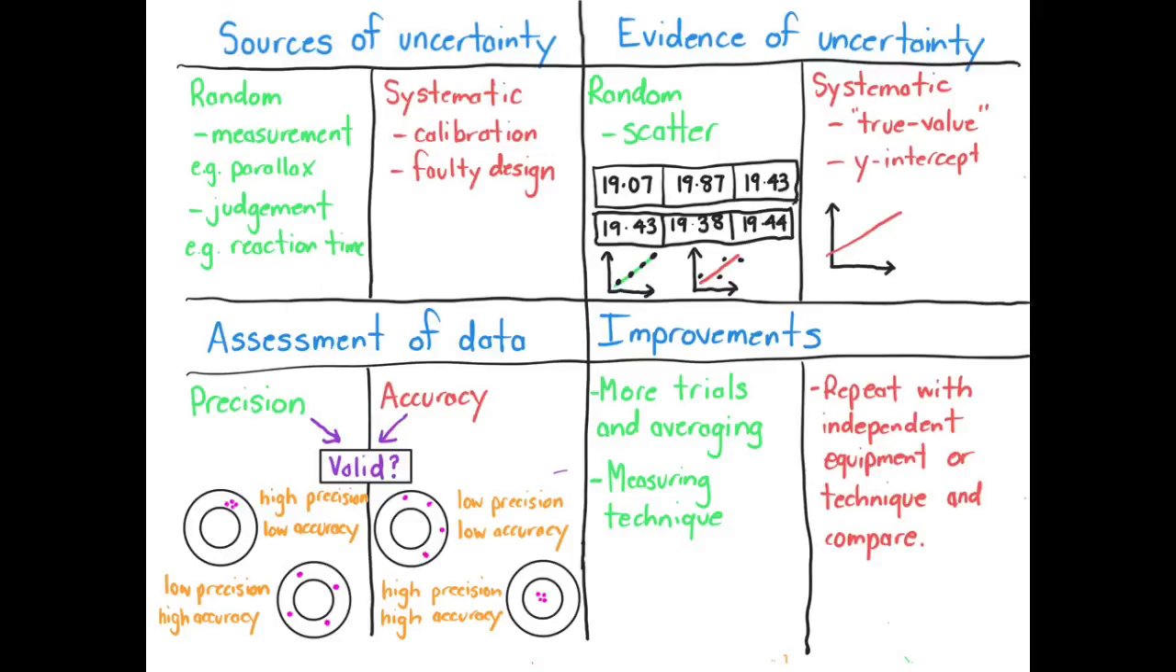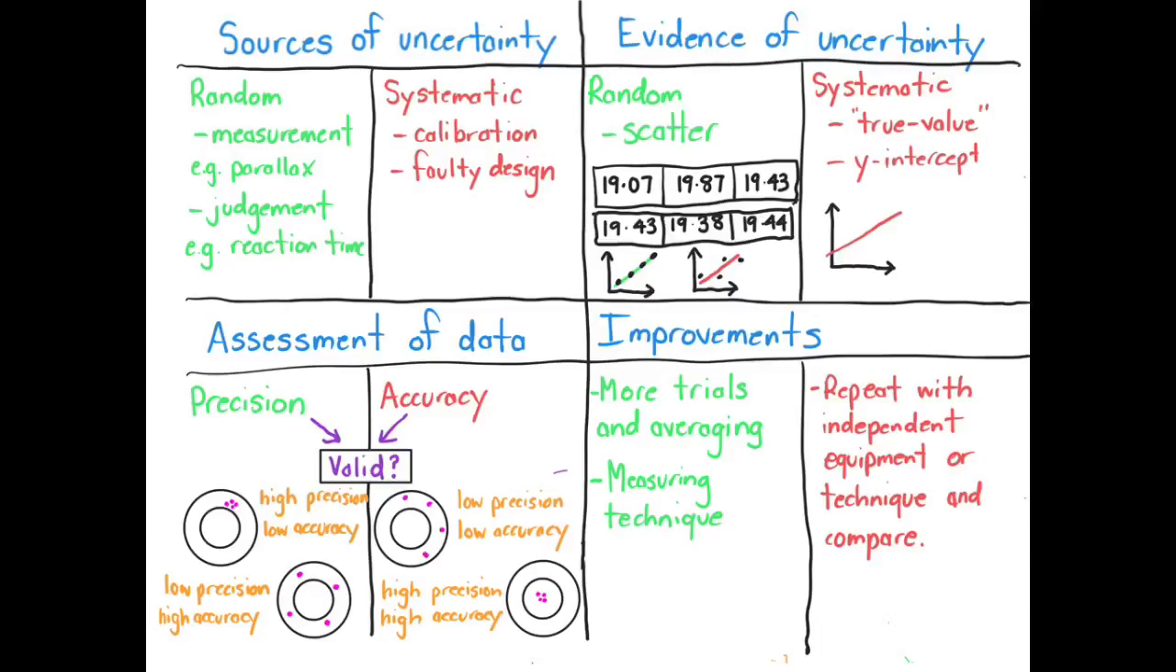We also need to classify the other type of error, our systematic error, and these tend to be due to problems with the calibration of the equipment and or maybe faulty design in our experiment. So if we had a balance, and when we put 50 grams on there, it said 48 grams, it wouldn't matter how many times we did the experiment. If that equipment wasn't calibrated properly, we're not going to get the correct result.